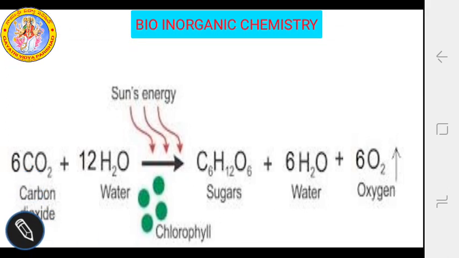So this is about the equation of photosynthesis. In place of 6 carbon dioxide and 12 water molecules, you can simply write n molecules of carbon dioxide, n molecules of water, and after the arrow, you can write n molecules of sugar, n molecules of oxygen, and n molecules of water, like that also you can write.